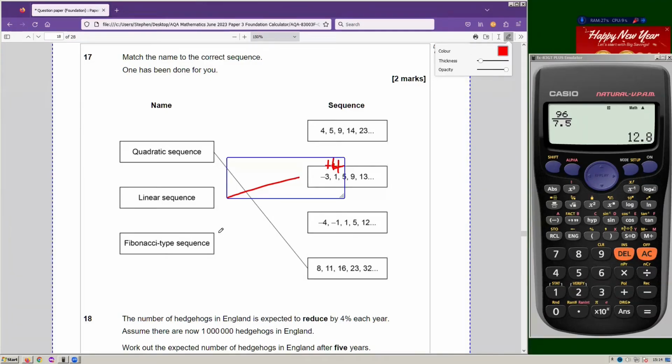Fibonacci type sequence. If I remember rightly, that's where the next number is the sum of the preceding numbers, the first 2 preceding numbers. So minus 4 and minus 1 would be... no, it's this one up here. Because 4 and 5 make 9, and 9 and 5 make 14, and 14 and 9 make 23. So that's Fibonacci.